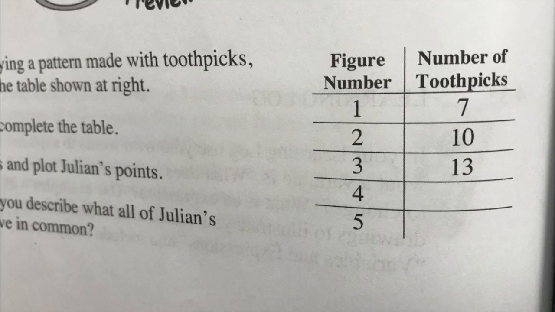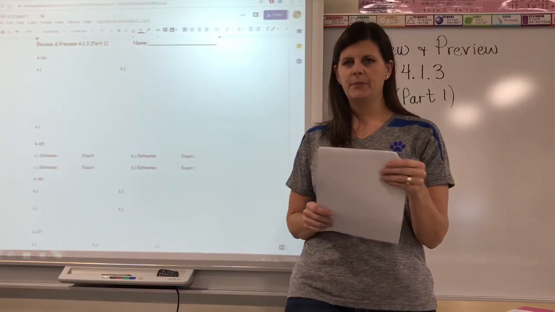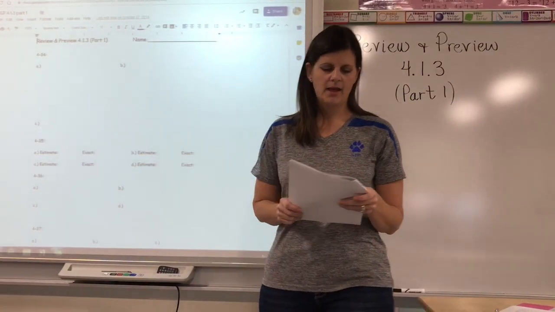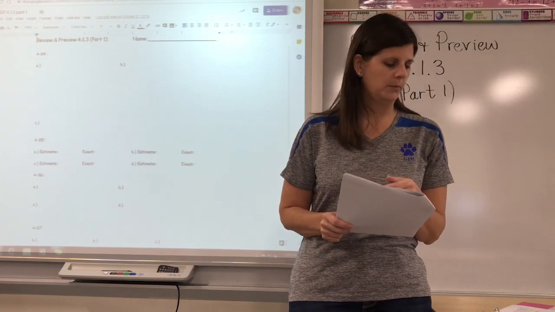So in order to figure out those two missing numbers, you've got to decide what is the pattern that you see happening from one figure to the next. How is the number of toothpicks changing from one figure to the next? How will that pattern continue? So for part A, copy and complete the table. And we have to use that table to do part B.